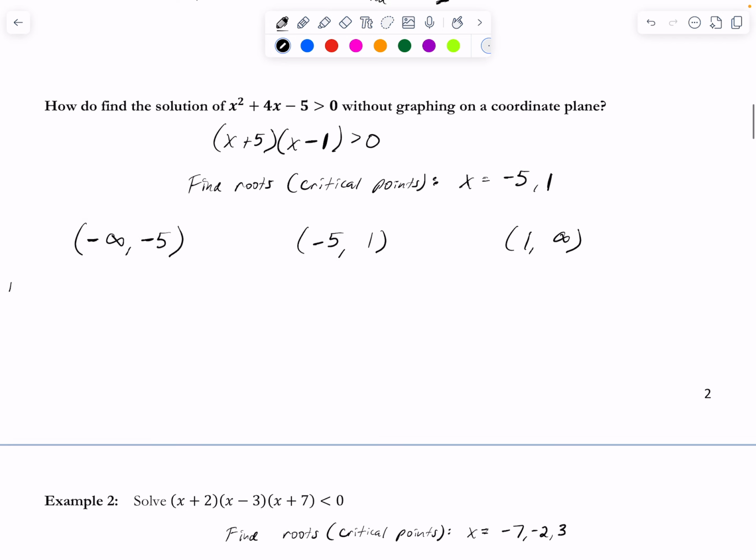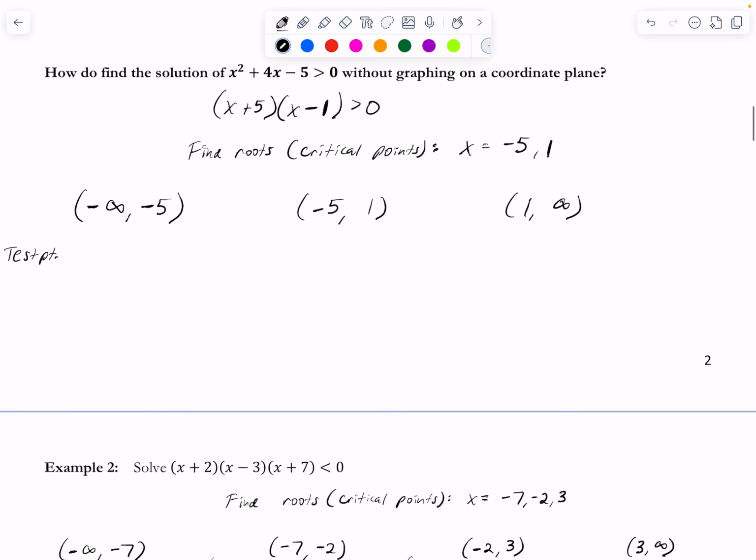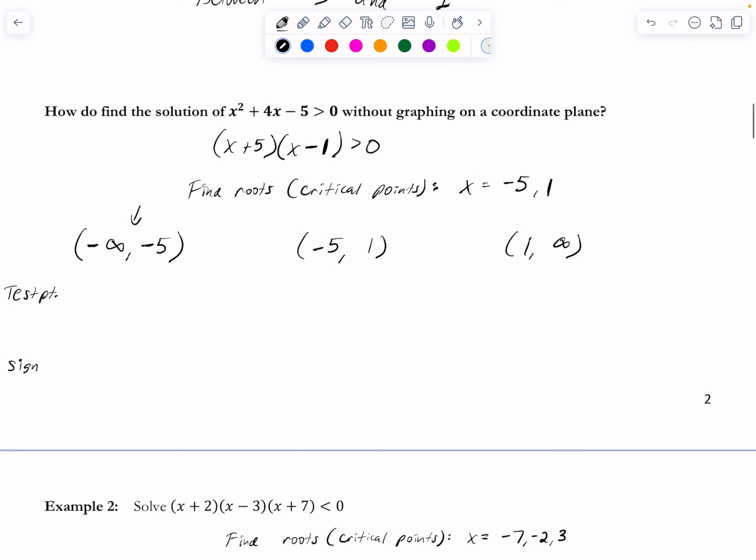Then what I'm going to do is what is called a test point. Essentially, I'm going to plug in an x value that's in the interval -infinity to -5, and see what sign that gives me, to see if it's going to satisfy the idea that it's greater than 0. Now, you can choose any point. I always tell students to choose the next integer. So if you're moving from -5 to -infinity, the next point would be -6. So I'm going to do -6 plus 5. Notice I'm plugging it into the factored version. It's much easier to do this when it's factored.